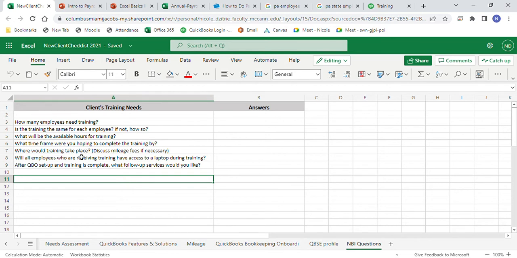Where would training take place? And if they have a couple of offices, I would discuss if mileage fees would be necessary. I do offer video chat, but I don't encourage it because most people need it in person. Will all employees who are receiving training have access to a laptop during training?